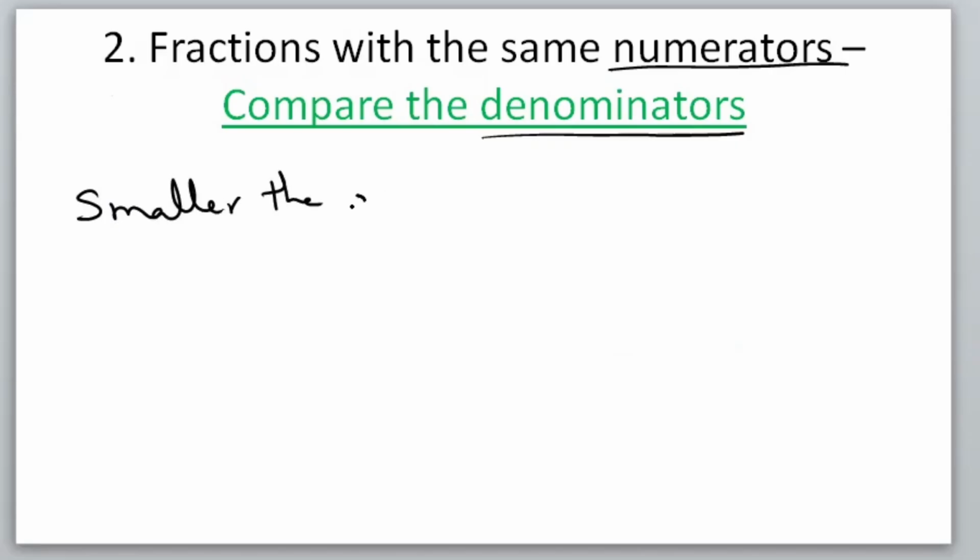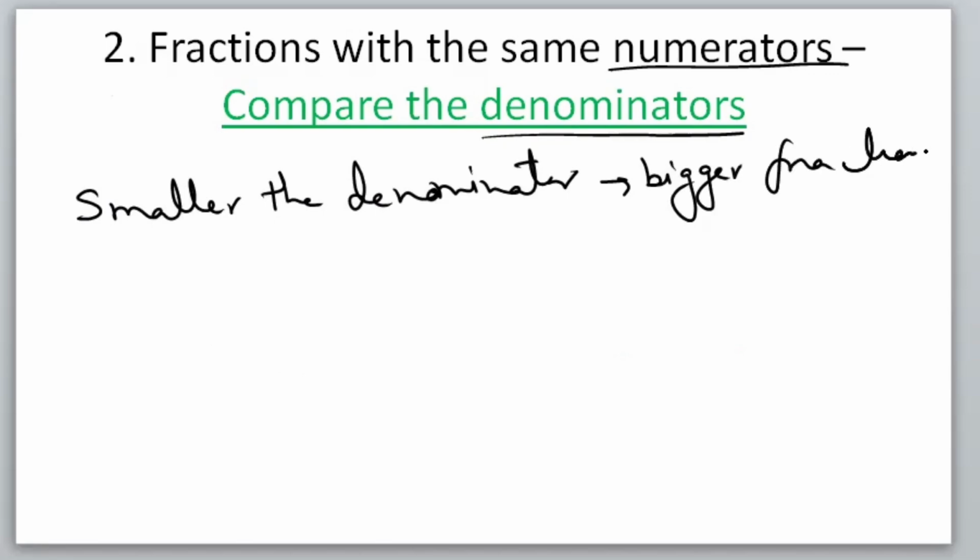the denominator, bigger the fraction. Understand? Smaller the denominator, bigger the fraction. In the first one, bigger the numerator, bigger the fraction. But here, if the numerators are the same, then smaller the denominator, bigger the fraction.